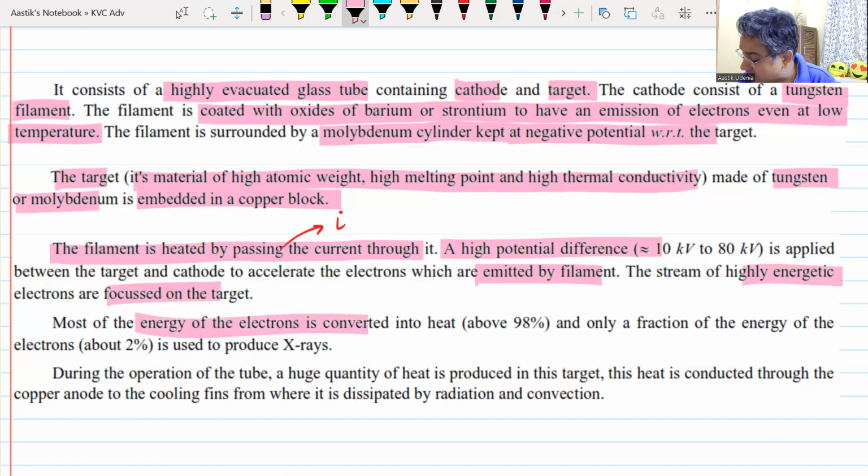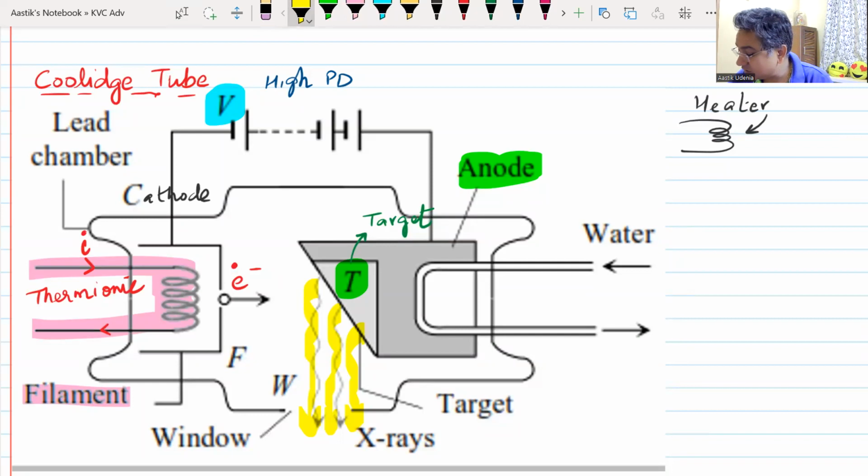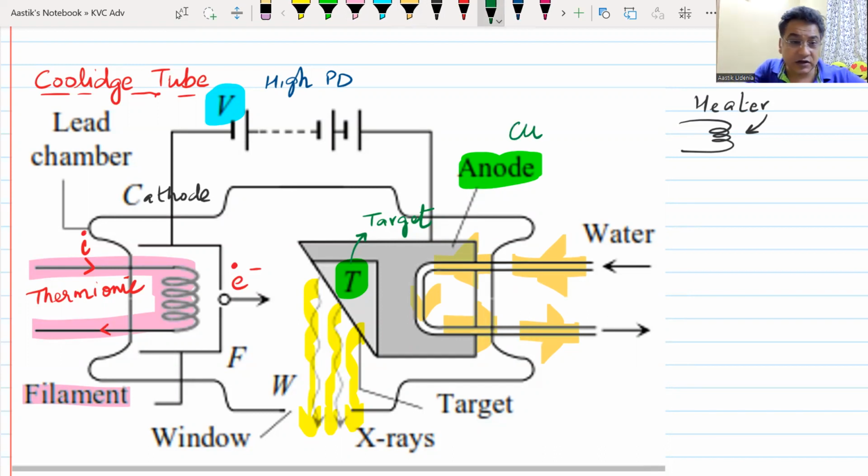Remember, most of the energy is converted into heat, so the target metal gets heated up. Very high heat is produced in the target metal, and that is why it is embedded in a copper anode, so that whatever heat is generated is transmitted away, and therefore you have a water pipeline. Do you see this water? Yes, sir. This water is running so that it can cool this target. Otherwise, the target will become very hot. And this anode is made of copper so that it conducts most of the heat out.